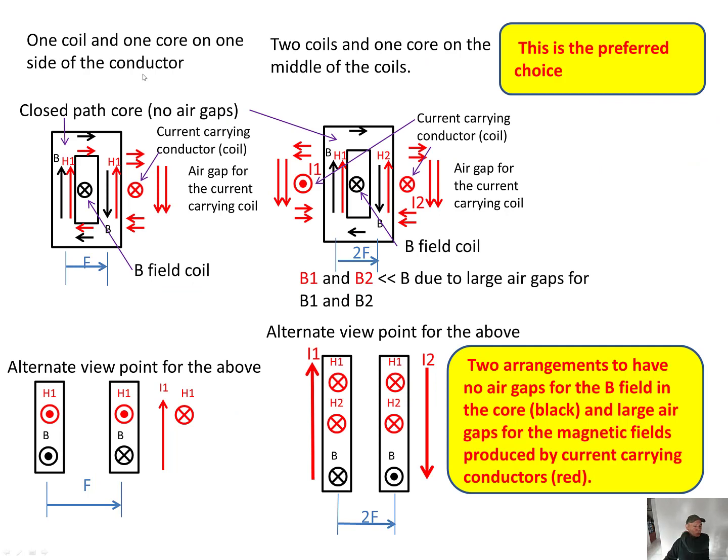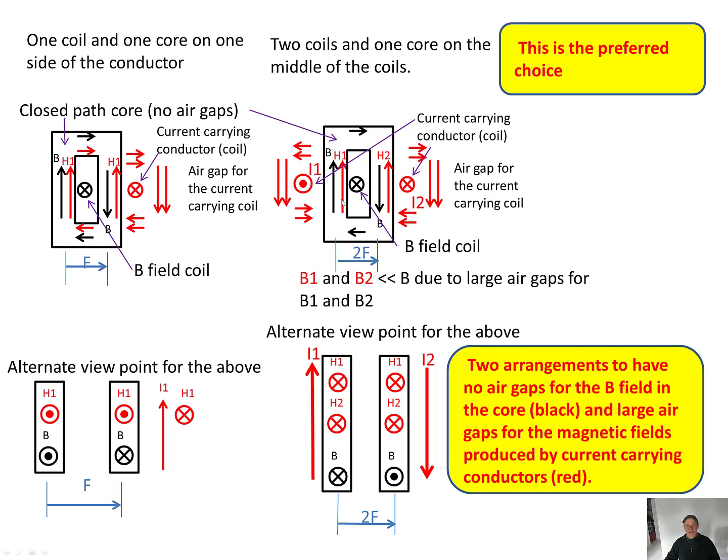So here's two methods of creating that: one coil and one core on one side of the conductor. So that's what we described just before. And the other method would be to have two coils and one core in the middle of the coils. So here would be a current carrying conductor going into the page, a current carrying conductor coming out of the page. This is I1, this is I2.